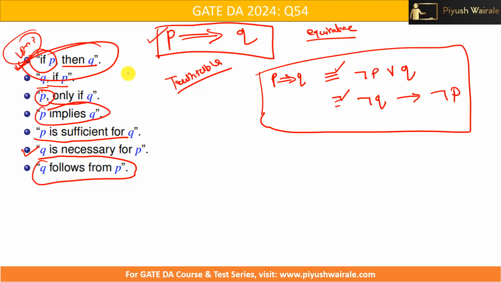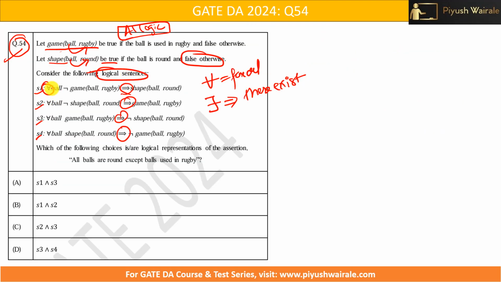Now let's go back to the question. Here you can see for all ball, negation of this one. What do you understand by negation? Negation simply means the opposite. So game(ball, rugby) is true if the ball is used in rugby, but negation of true is false. It means that the ball is not used in rugby.